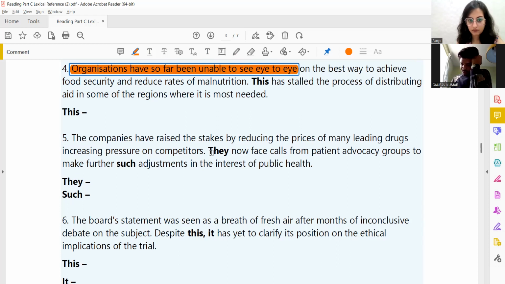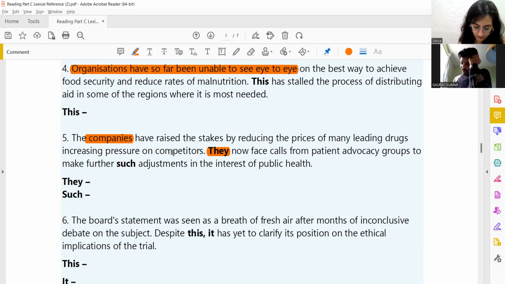So they may be the two things. The companies now face calls from the patient advocacy group. Absolutely correct. Companies is the plural, so they now face calls, why not from the competitors? Because I was thinking about competition also, but they now face calls from the patient advocacy group. So who gets calls? Not a competitor, it's a company getting calls. Exactly. And what is such adjustments referring to?